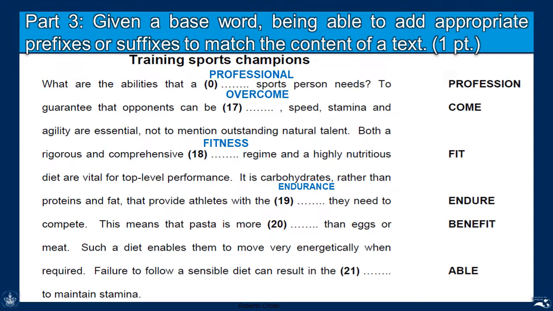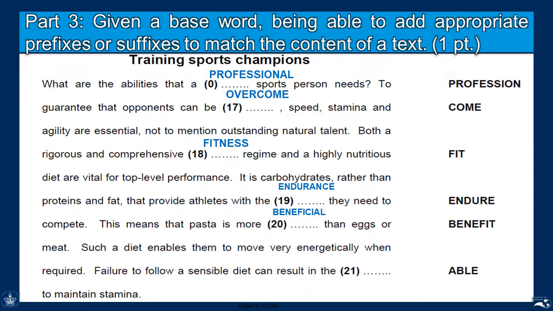We have the word benefit, but obviously we need here an adjective because we have the comparative more. So more requires an adjective. So the adjective that we can create from benefit is beneficial. Okay, pasta is more beneficial than eggs or meat.